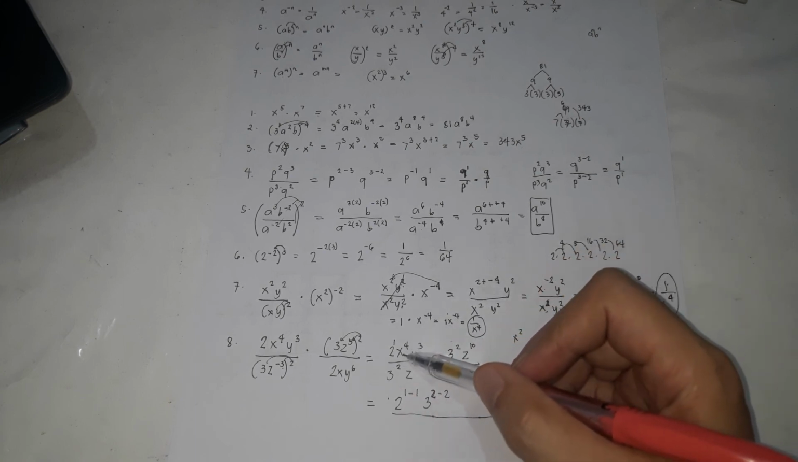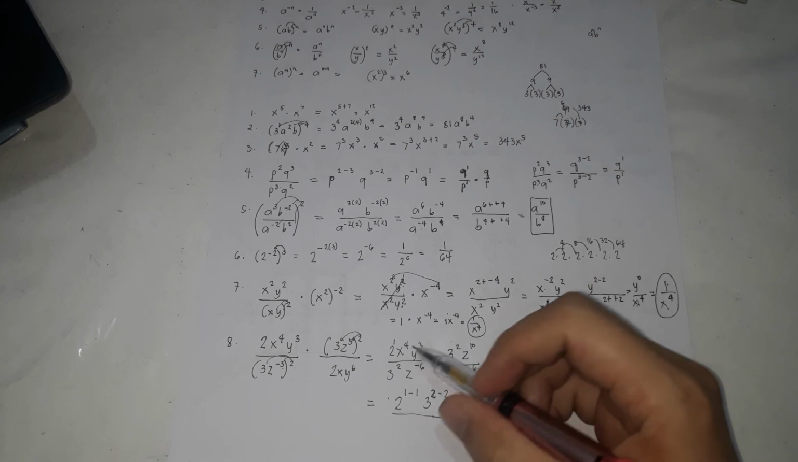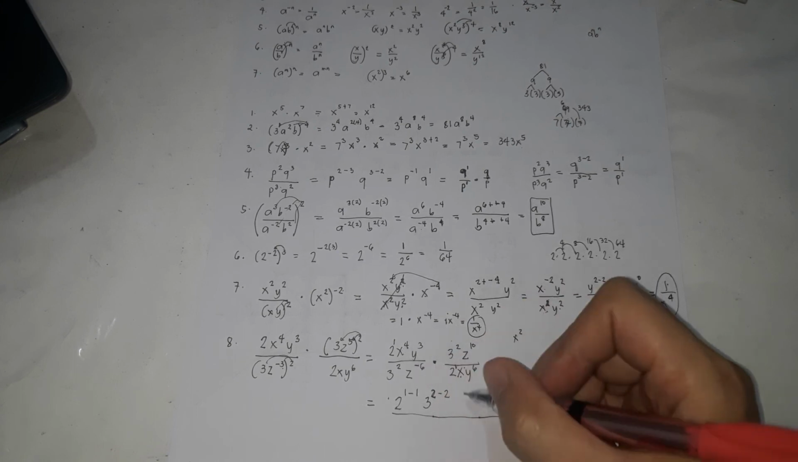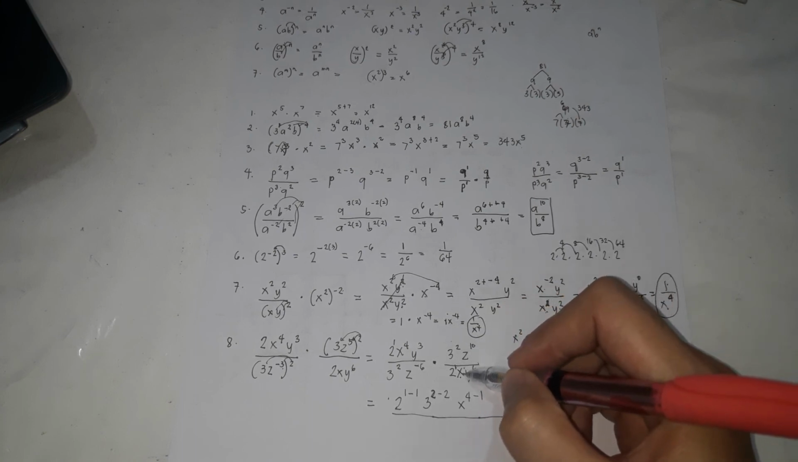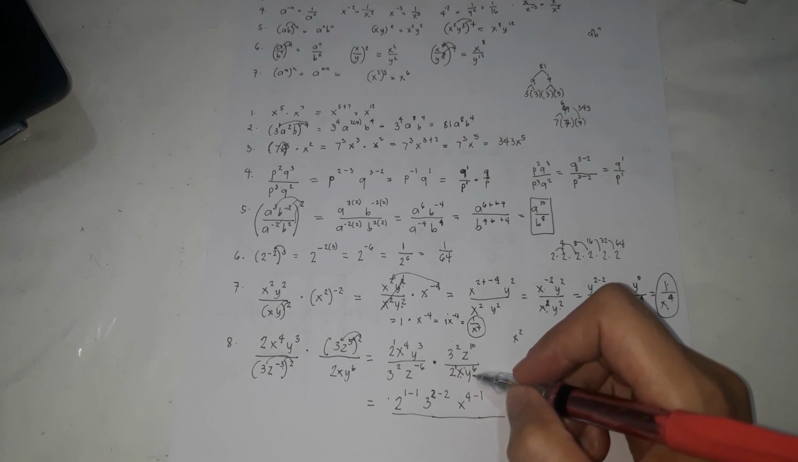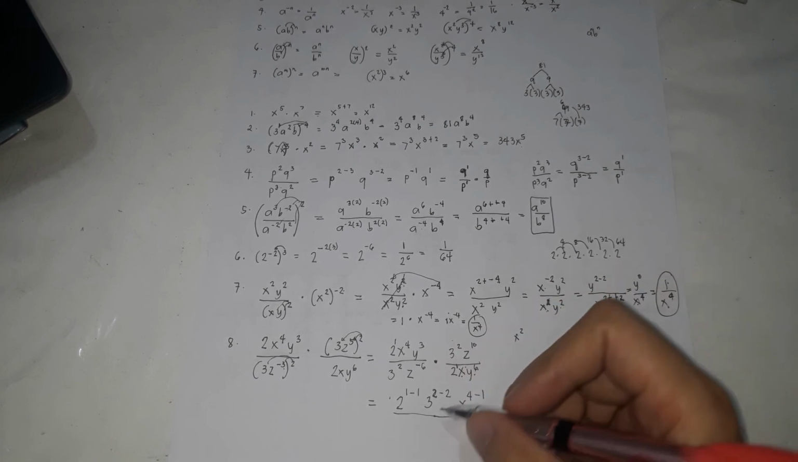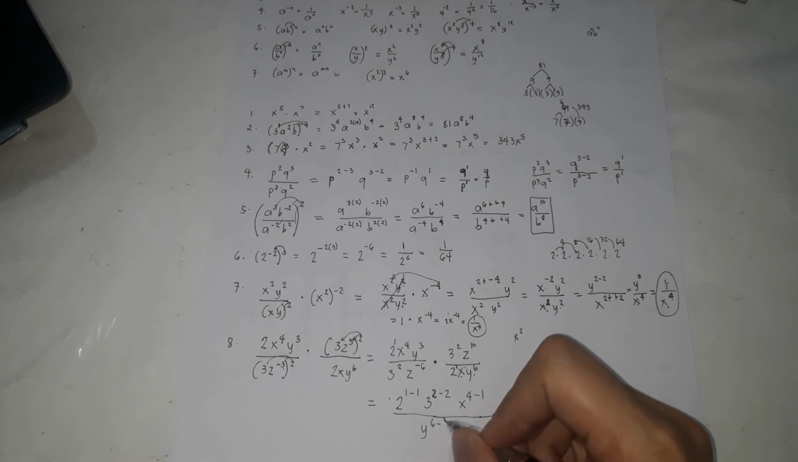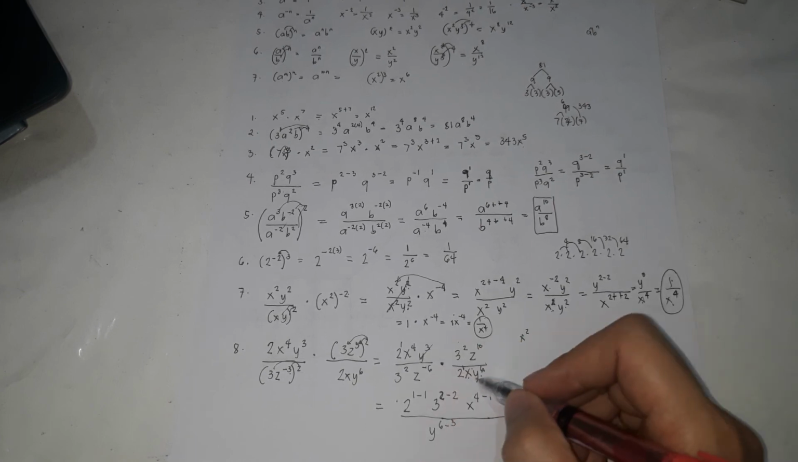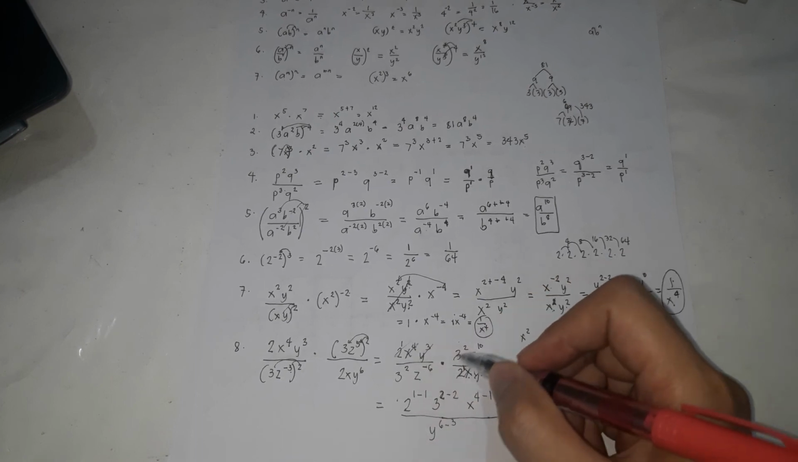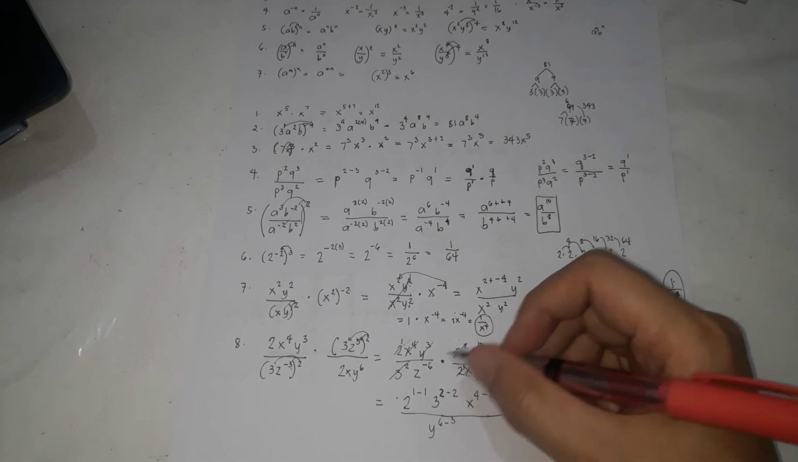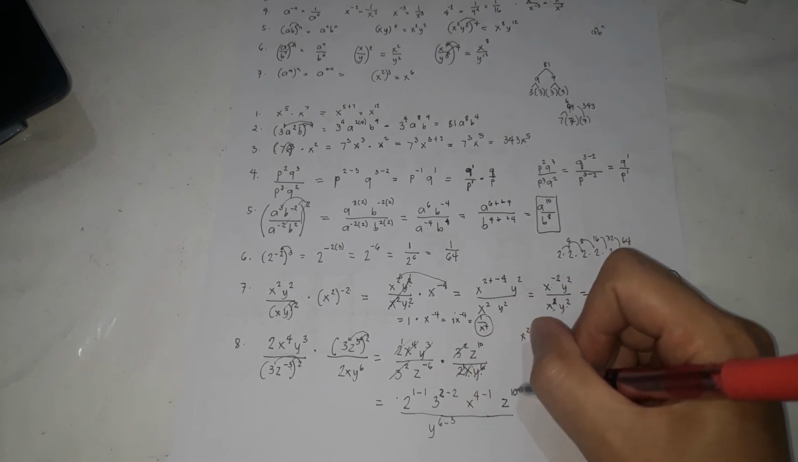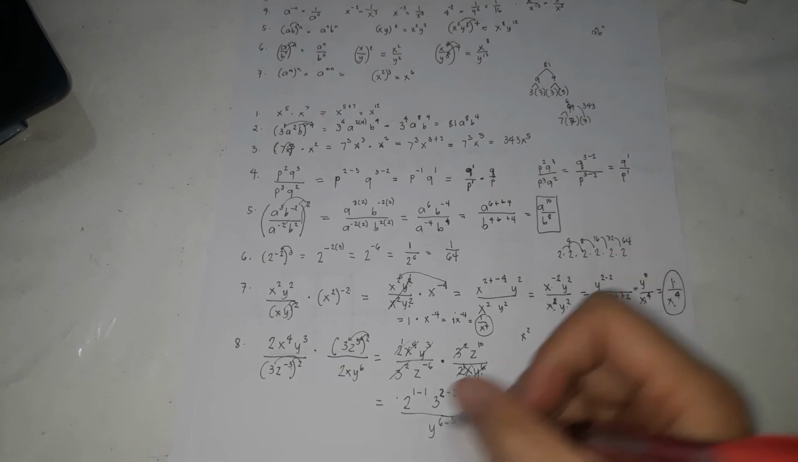Sa x naman, may x dito, may x rin dito. However, 4 dito, 1 dito. So, isulat mo siya sa taas. So, 4 minus 1. Tapos ang y. Sana mas malaki sa y. Sa 6 dito, 3. So, sa baba, y to the 6 minus 3. 6 minus 3. So, wala ng y. Tapos na rin ng x. 2, 3. Z na lang. So, z. Ang z, 10 dito, negative 6. So, sa taas. Kasi mas malaki ang 10. 10 minus negative 6.